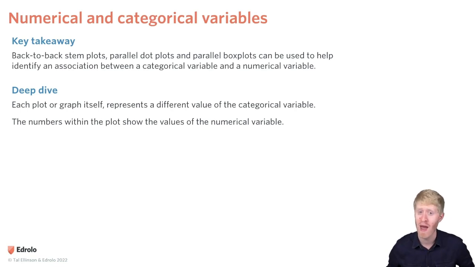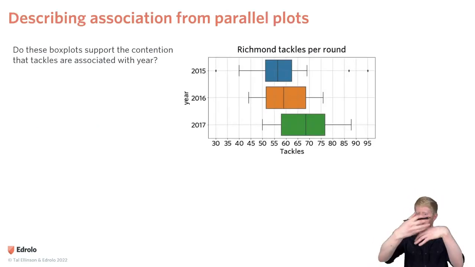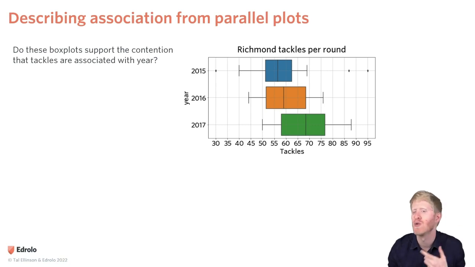I've got a question for you now on the parallel dot plot. See if you can work out what's going on there. All right, now we understand these different displays, we understand how they can be used for numeric and categorical variables. Can we start to interpret what's going on and draw some conclusions from the data that we see?